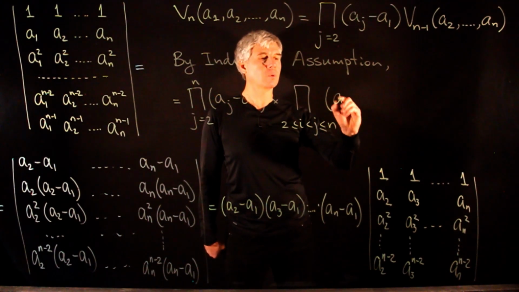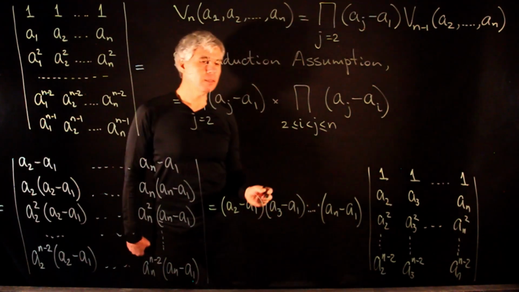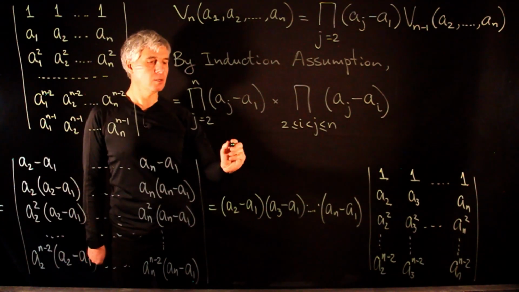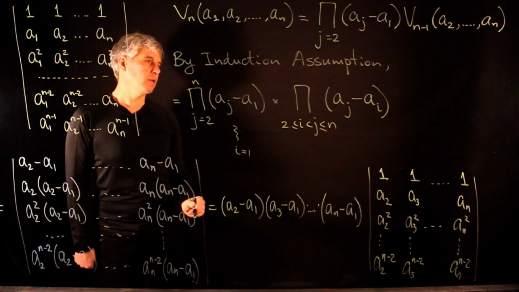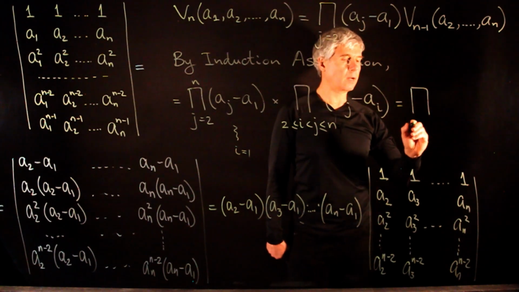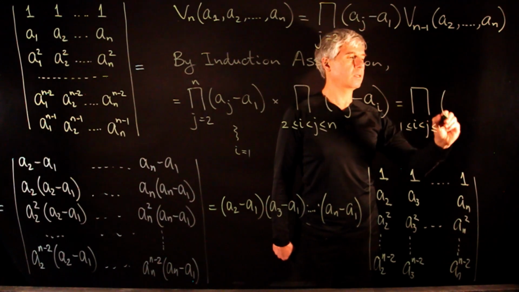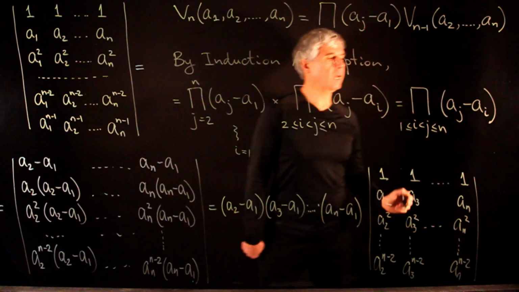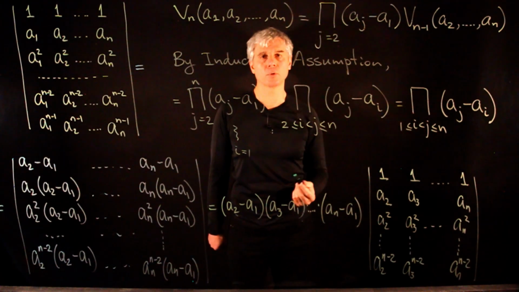And we will get aj minus ai. And now we can see that we can combine these two products. So this term will simply correspond to i equals 1. And so then we will get the product over i less than j, now between 1 and n, of (aj minus ai), times the product of (aj minus a1). And this is exactly the formula that we had to prove.